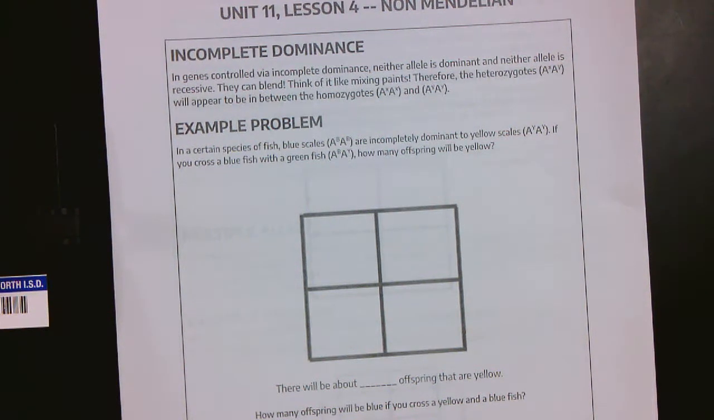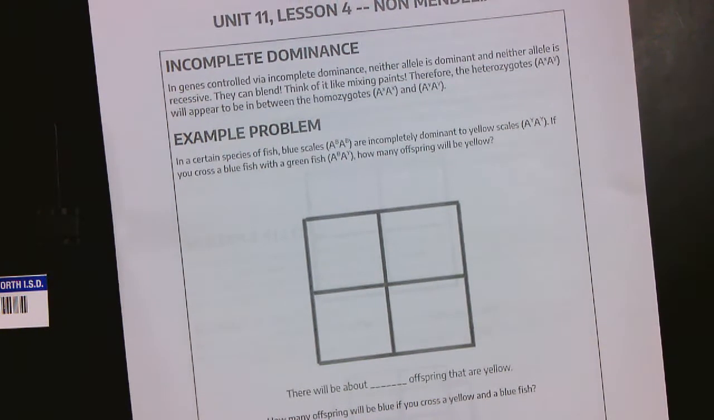Alright, let's go ahead and get started with Unit 11, Lesson 4, Non-Mendelian Inheritance. To do this problem today, I'm going to use two separate colors just to help make it visually appealing. So again, let's get started. As always, we're going to highlight our notes to see what we're talking about.